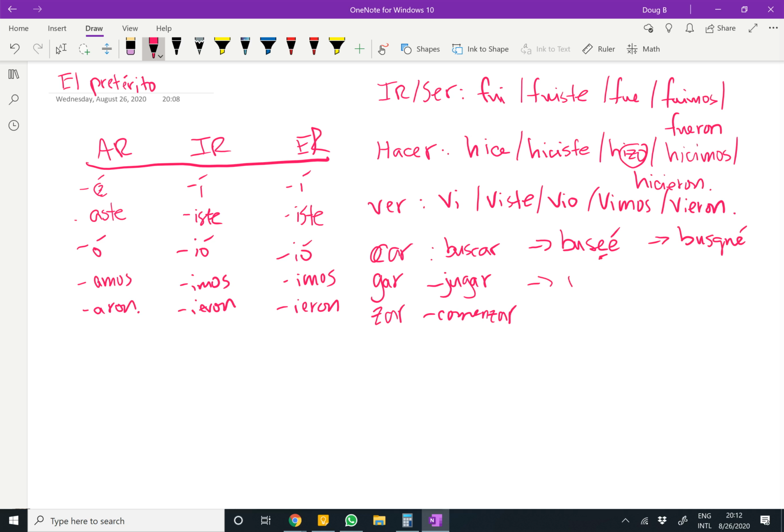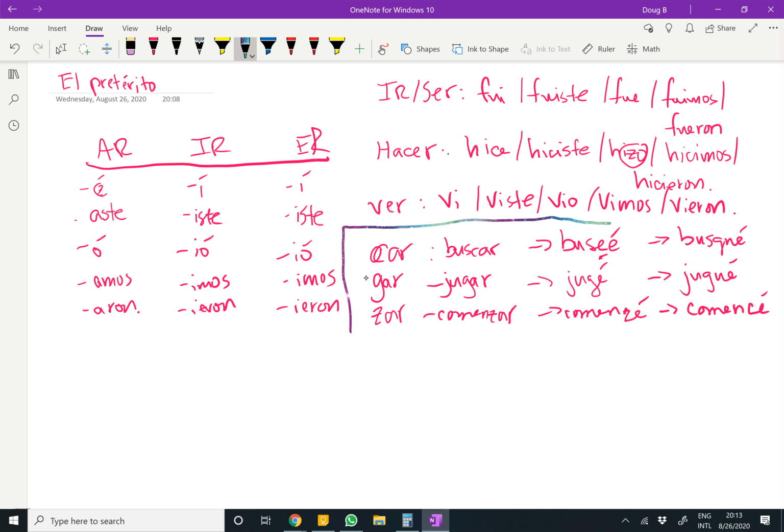Jugar. If you conjugate it regularly, it would be jugé, a soft G sound. We know it's not. We know it's a hard G sound, so we're going to add a U in there: jugué. Comenzar. Comenzé, right? A little bit harder if you're a non-native speaker to get the difference there. This is actually going to change to a C: comencé. So those are three spelling changes.